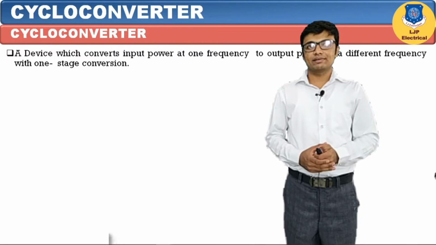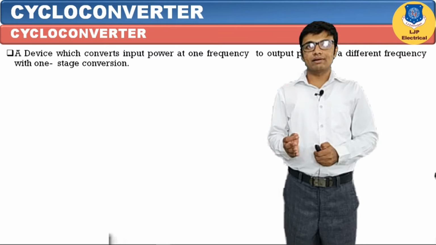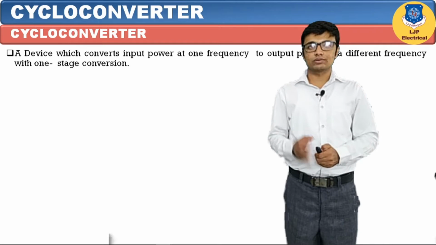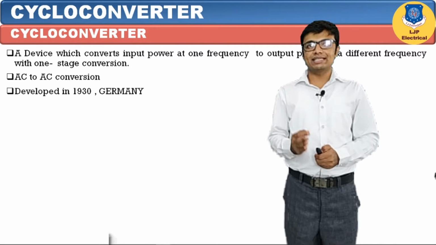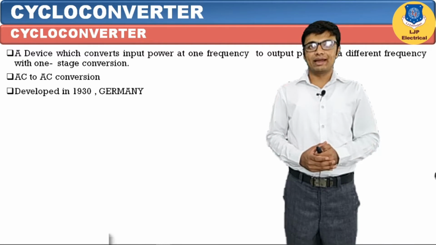It is a device which converts input power at one frequency to the output power at different frequency with one stage conversion. It is AC to AC conversion. It means in input we have to supply AC supply. We will get AC in the output. That's why we are calling it an AC to AC converter. It was developed in the 1930s in Germany.